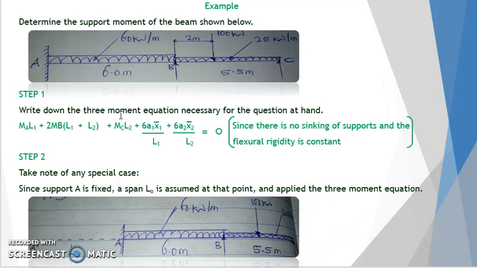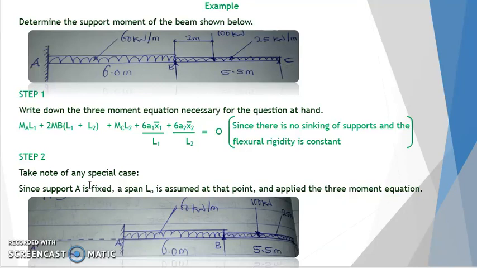So, using Clapeyron's method of three moments. Step 1, write down the three moment equation necessary for the question at hand. You can see I wrote it down. There is no sinking of support, therefore H1 and H2 become 0. Then the flexural rigidity EI is constant in all spans, so I put that as 1. We end up having this equation.